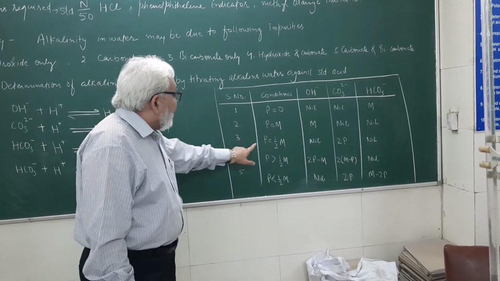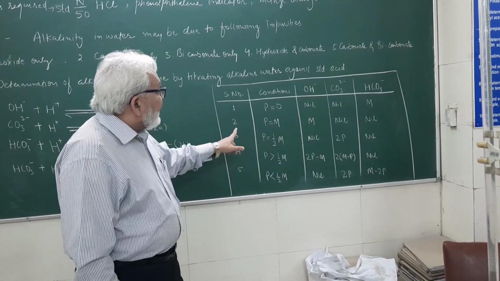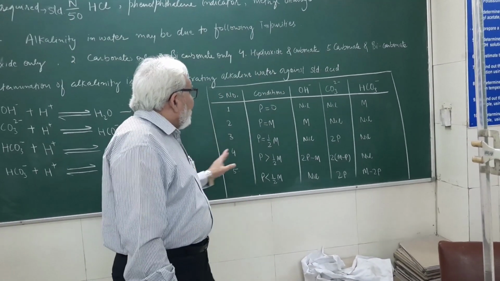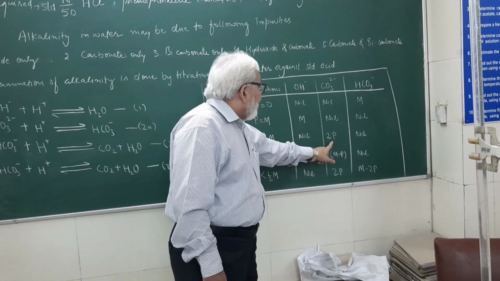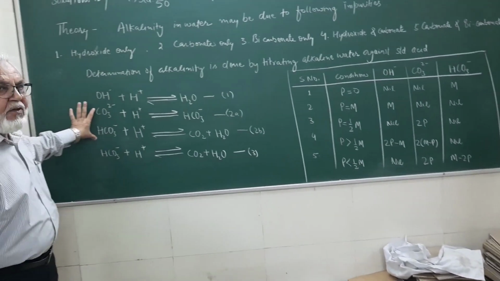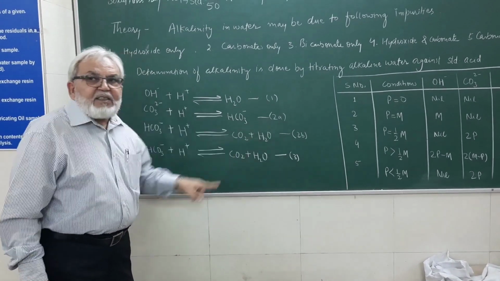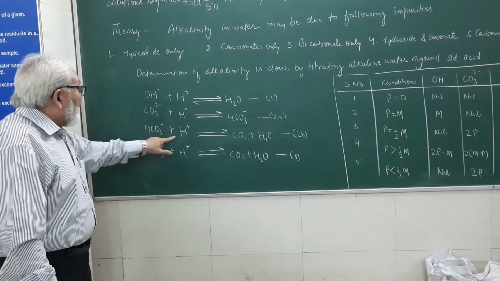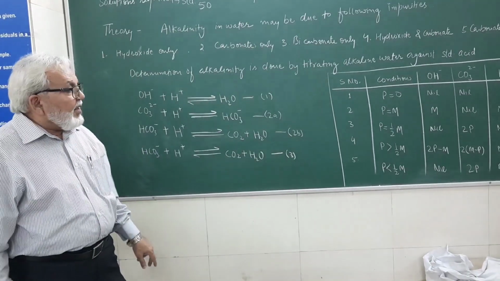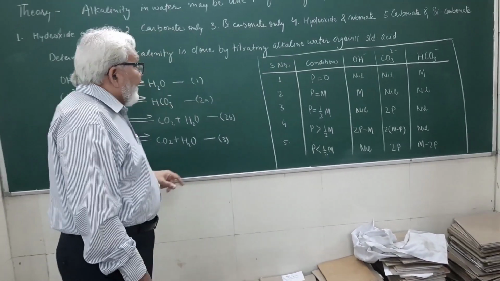The third condition is P equals half M. Under this condition, hydroxide and bicarbonate are absent, and alkalinity is due to only carbonate ion, which is equal to 2P, which you can see from this equation also. Half of the carbonate is titrated in reaction number 2A, and half of the carbonate is neutralized in reaction number 2B. This is why carbonate is written as 2P.